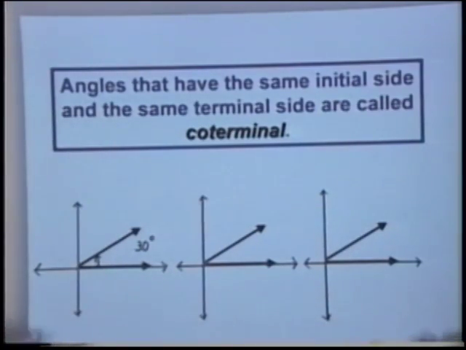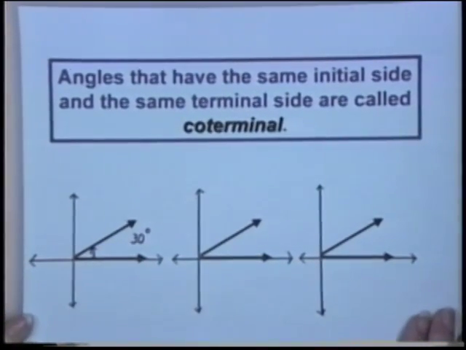The last definition I'd like to discuss before we work some problems is the definition of coterminal angles. Let's look at that. Angles that have the same initial side and the same terminal side are called coterminal.